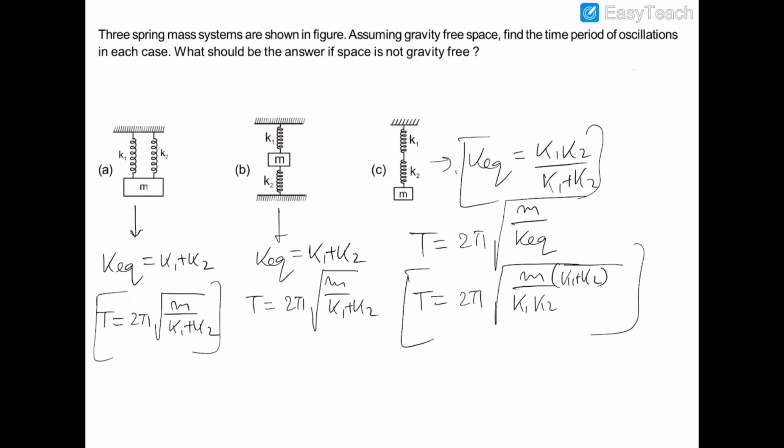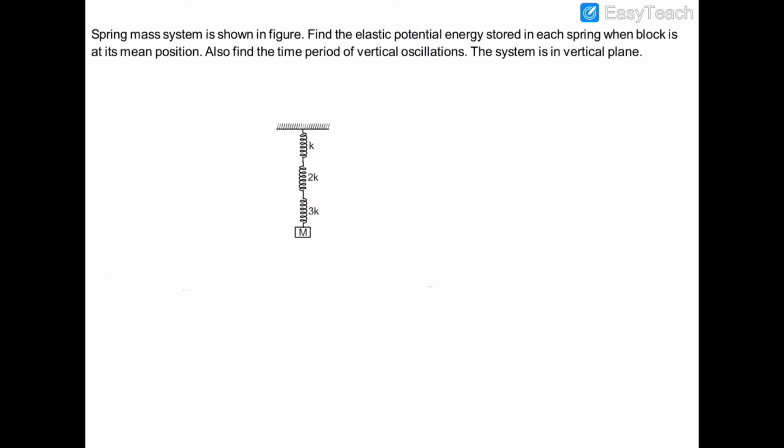Now let's move on to the next question. In this question, we have to find out the time period of SHM of the oscillation, and we also have to find out the elastic potential energy stored in each spring when the block is in the mean position.